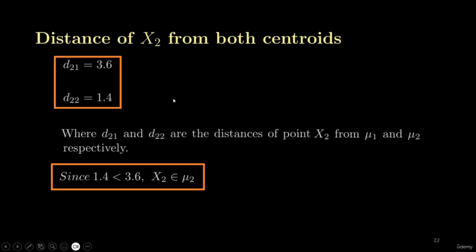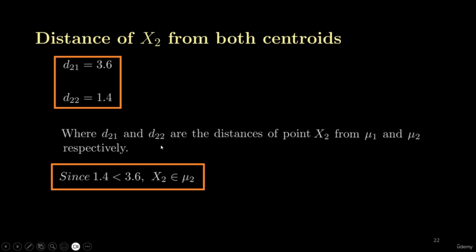So the distance of x2 from both centroids is 3.6 and 1.4. This is the distance of data sample 2 with the first centroid and data sample 2 with the second centroid. Here I am showing you the distances directly. I am not showing you the calculation. Now you know the Euclidean distance. You know how to select x1, y1 and x2, y2.